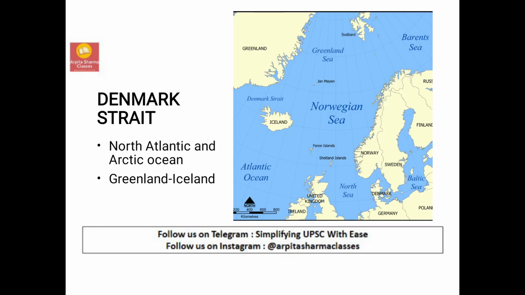Next is the Denmark Strait. What is the Denmark Strait? Where is it present? Definitely near Denmark. What is the other name for Denmark? It is Greenland. The Denmark Strait is here. It is present between Iceland and Greenland, in the North Atlantic.